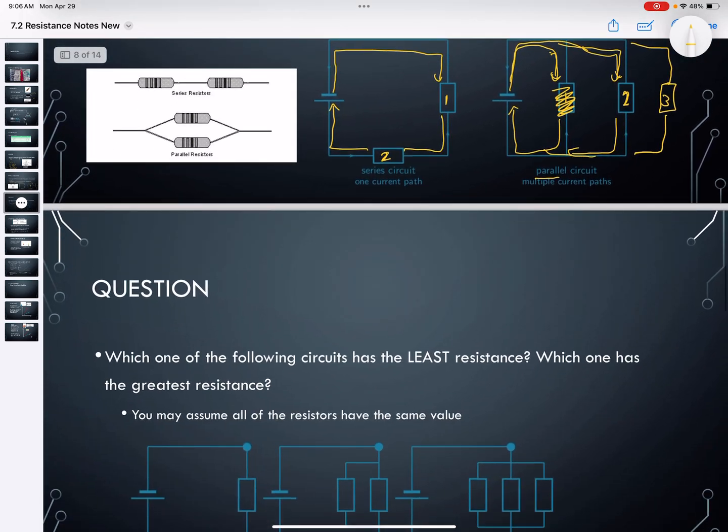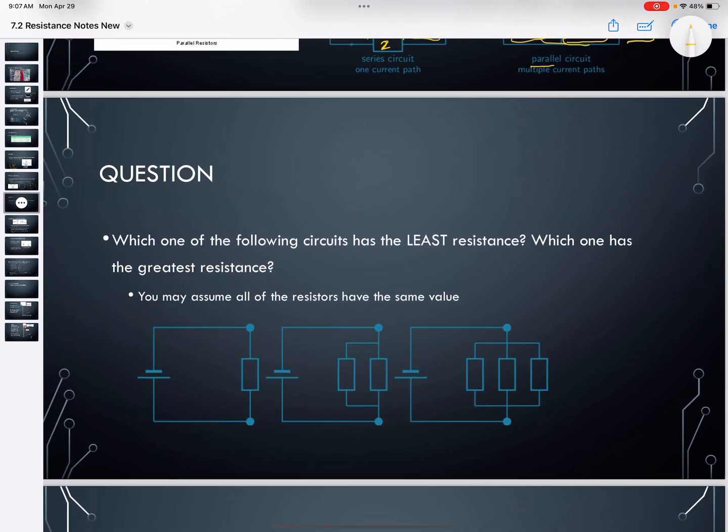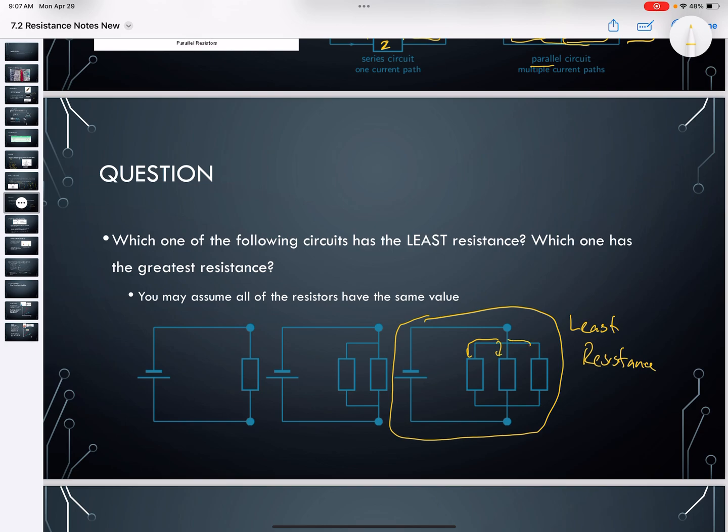So let's look at a practice problem. Which of the following circuits has the least resistance and which one has the greatest resistance if all of my resistors have the same value? The one that has the most parallel branches, in this case right here, is going to be my least resistance because it's got the most options for my electricity to go through. Again, think of it like Walmart. This one has the most checkouts open, which means all the people trying to leave the store at once get to pick which line they want to go into, and the entire process goes faster.